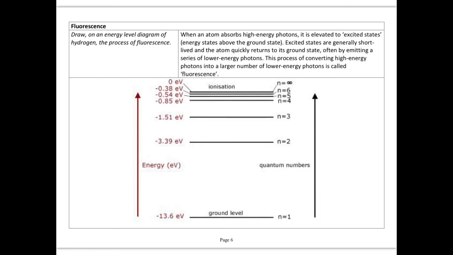And finally, for this video, let's look at the concept of fluorescence. I think this is pretty straightforward. It's not one of the concepts usually people have much trouble with. When an atom absorbs high energy photons, it is elevated to excited state, energy states above the ground state. Excited states are generally short-lived and the atom quickly returns to its ground state, often by emitting a series of lower energy photons. This process of converting high energy photons into a large number of low energy photons is called fluorescence.